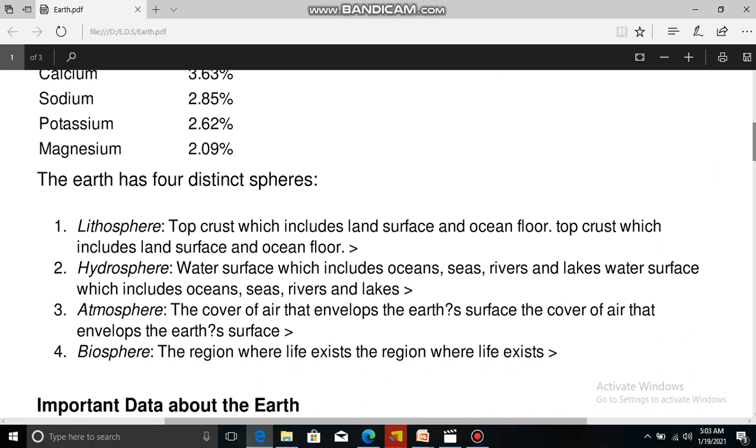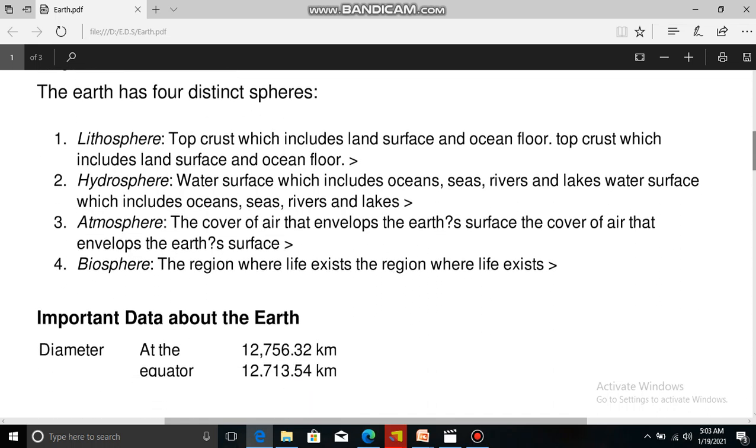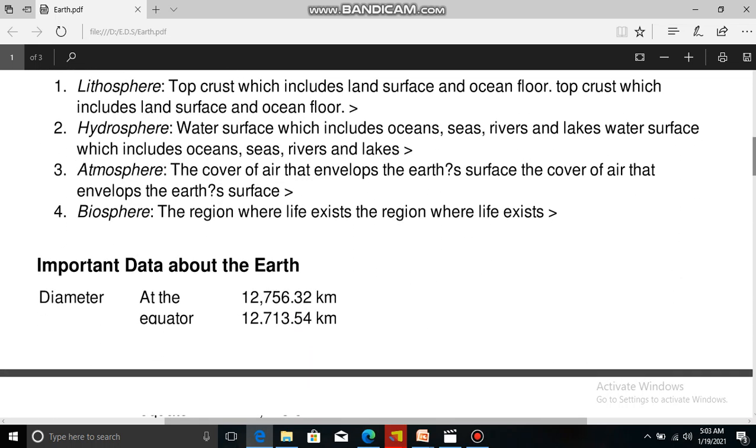The Earth has four distinct spheres. Lithosphere: litho means land, sphere means place; the top crust, which includes the land surface and ocean floors. Hydrosphere: hydro means water; the water surface, which includes oceans, seas, rivers and lakes. Atmosphere: the cover of air that envelops the Earth. Biosphere: bio means life; the region where life exists.